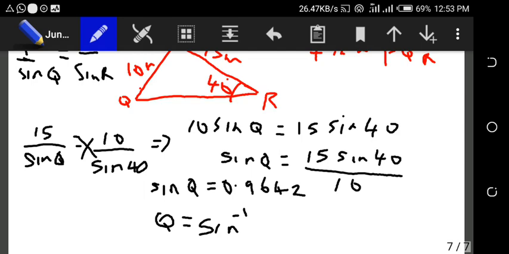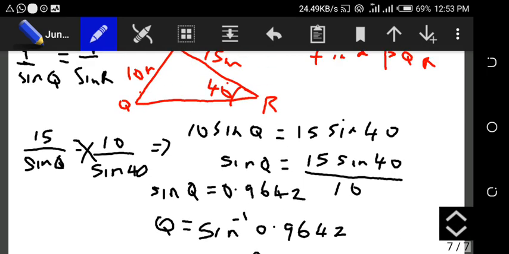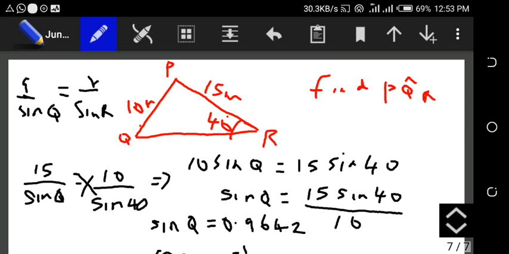So the sine inverse or the arc sine of this value, 0.9642. When you press that on the calculator, the inverse of 0.9642 gives you that your value of Q is approximately 75 degrees. All right, so 75 degrees is Q.